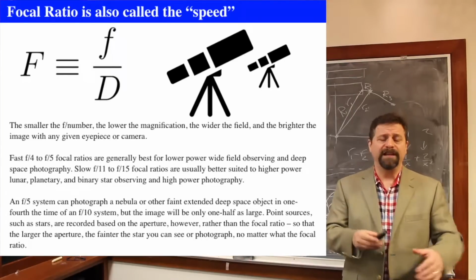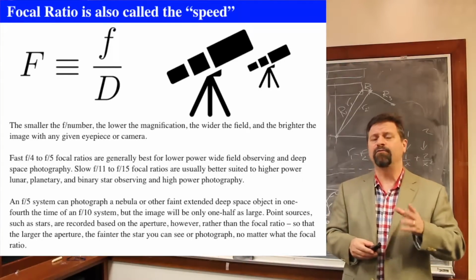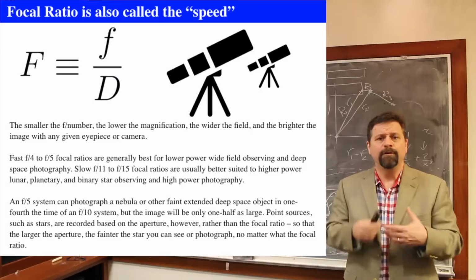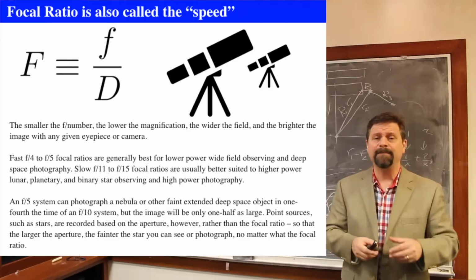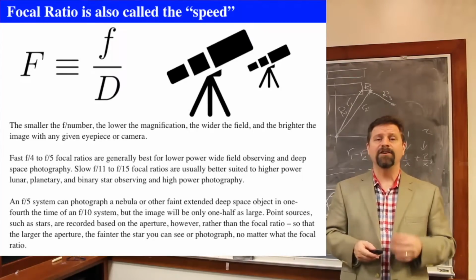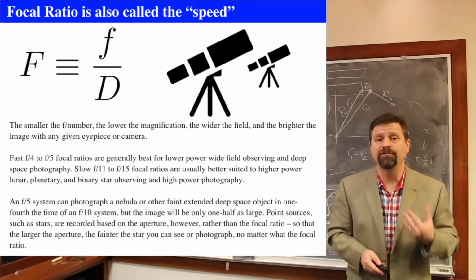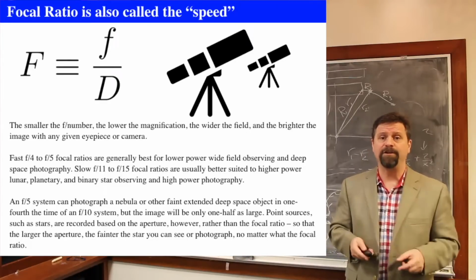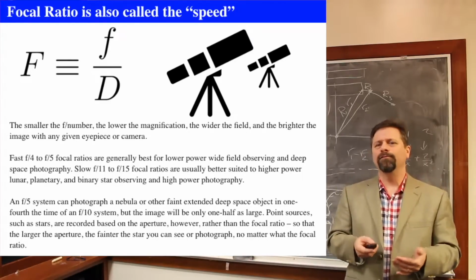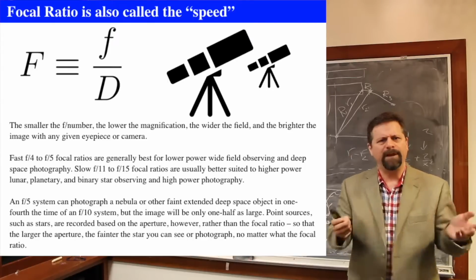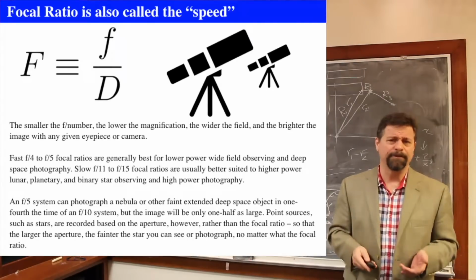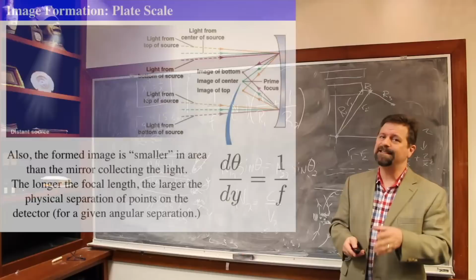So point sources, like stars, don't really care about that. Right now we're only caring about extended objects, but point sources like stars care more about the aperture because you're just trying to collect photons from a point source. But for a focal ratio, that's what we're talking about, getting spread out, getting brighter and dimmer. And that's what we call the plate scale.